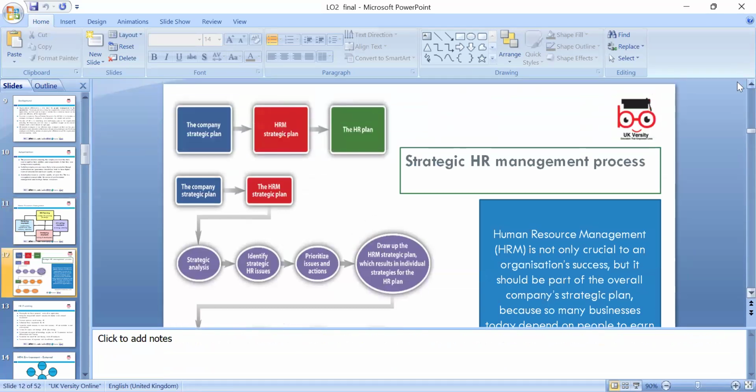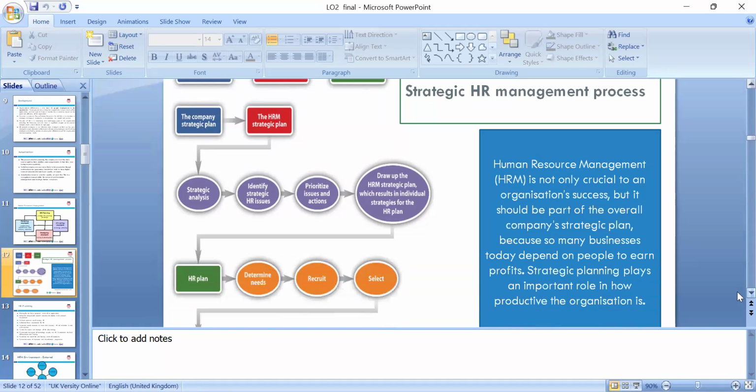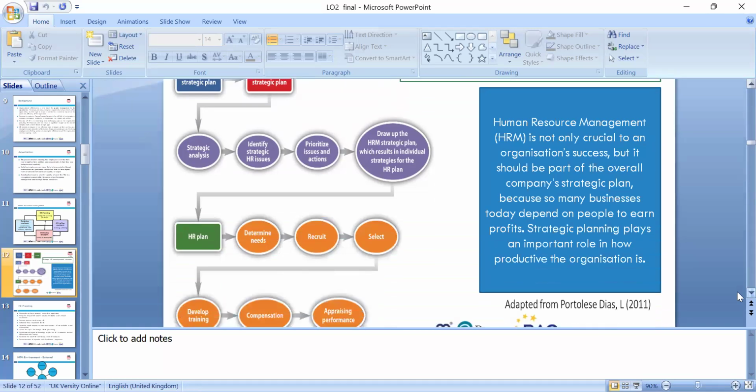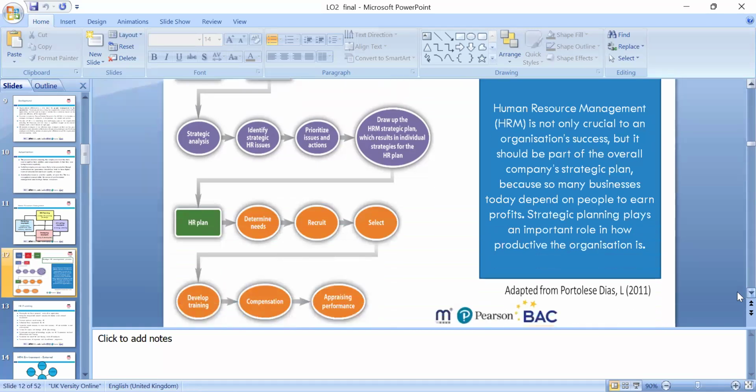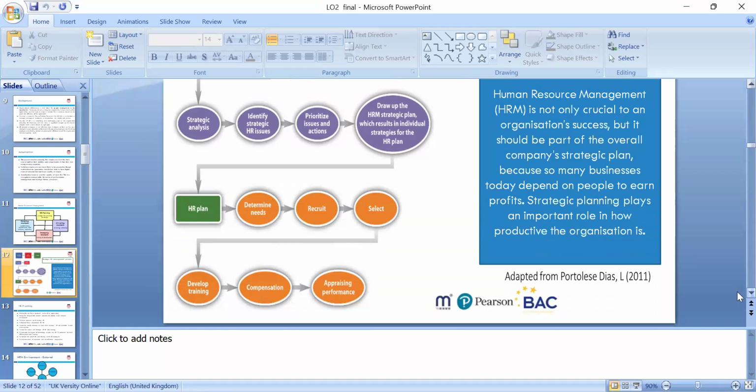So we need to look at the strategic plan and the HR plan. We look at the company, what the plans are. We can look at strategic analysis, identify HR issues, prioritize them, and draft the HRM strategic plan. When we look at the HR plan, we determine the needs, recruit and select, develop training, compensation, and appraisal, measuring performance, like 360-degree appraisal.